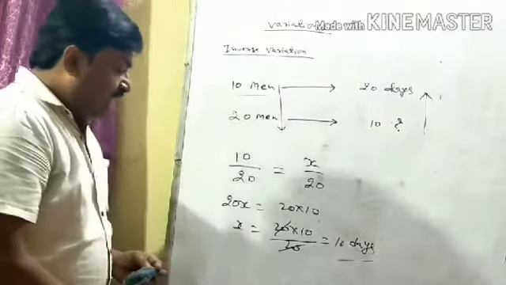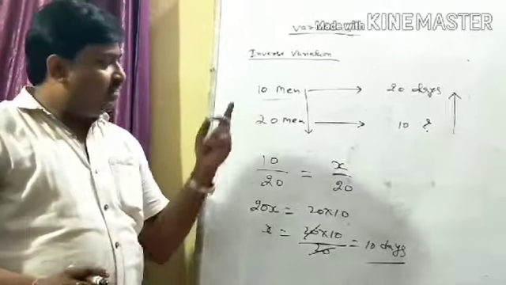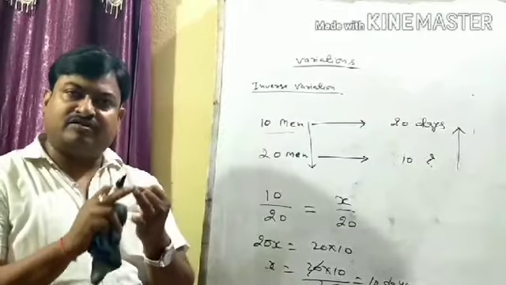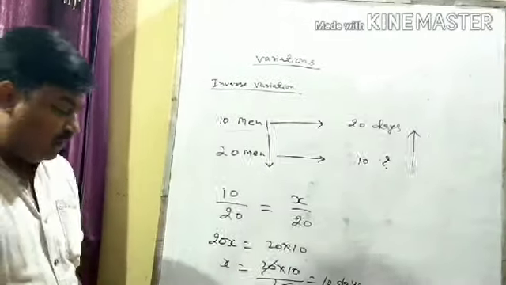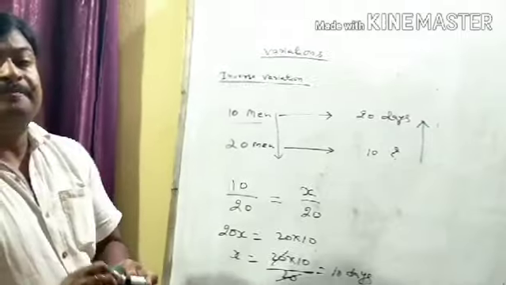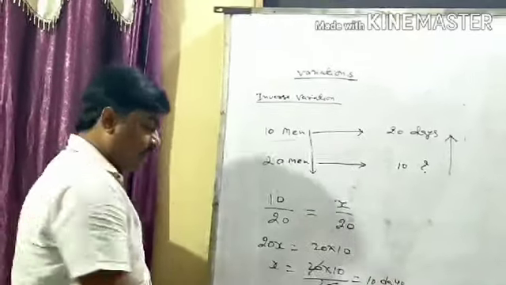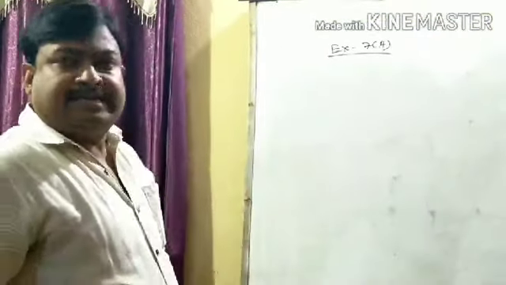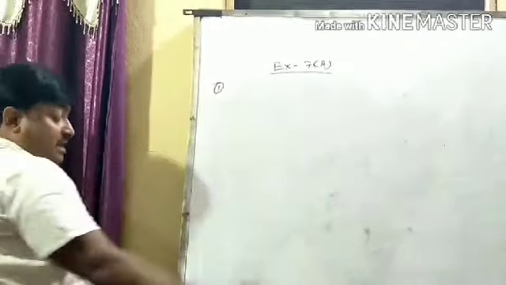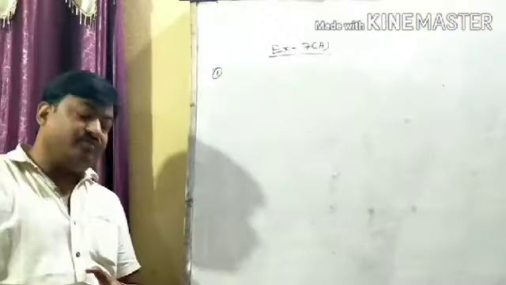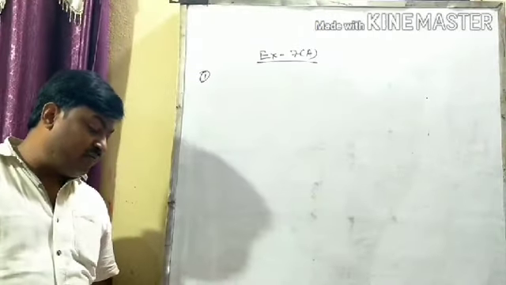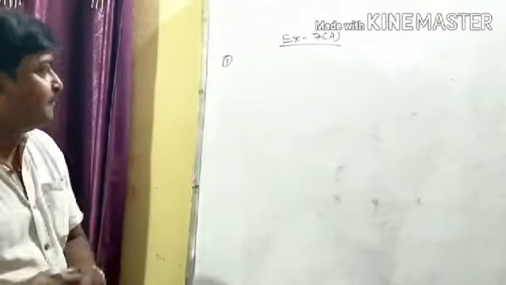Okay, students? So I have explained the unitary method. Second, I have explained the types of variation, direct variation and inverse variation, with examples. We will solve some sums from exercise 7a. Now exercise 7a, the first question. The weight of 8 identical articles is 4.8 kilogram. What is the weight of 11 such articles?